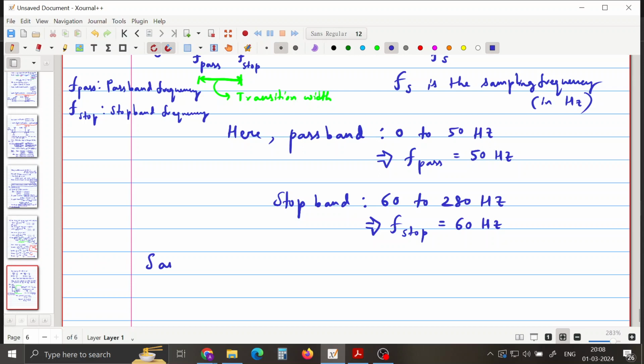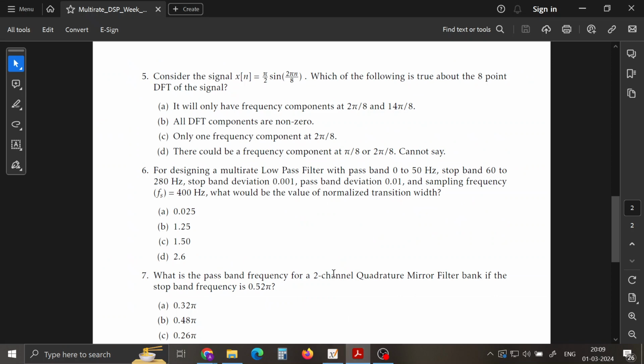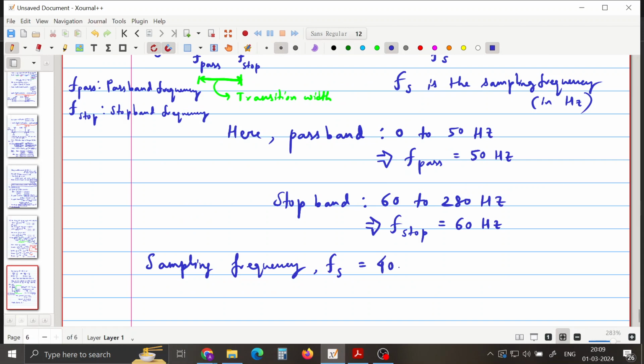And the sampling frequency is also given. Sampling frequency denoted by Fs, if you go to the question, is given as 400 hertz. All these things are given in the question.